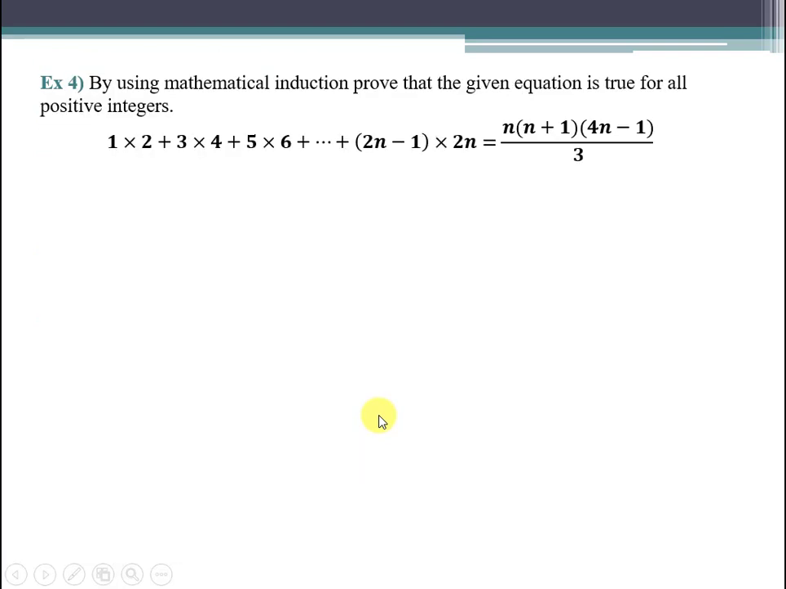Exercise number 4. By using mathematical induction, prove that the given equation is true for all positive integers. So here we have the sum 1 multiplied by 2, plus 3 multiplied by 4, plus 5 multiplied by 6, plus, etc., up to the term (2n minus 1), an odd number, multiplied by 2n, an even number. So it's equal to this expression. So we should prove it now.